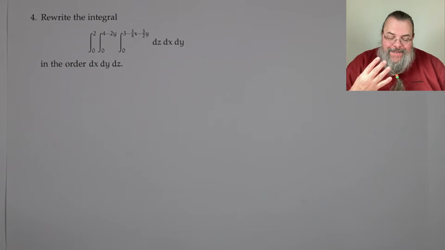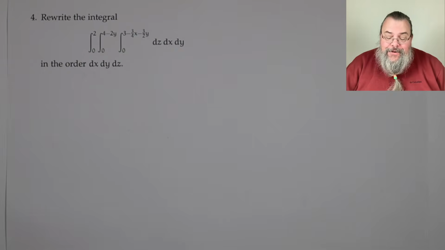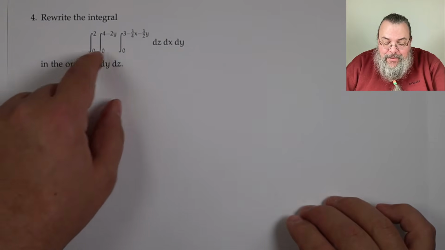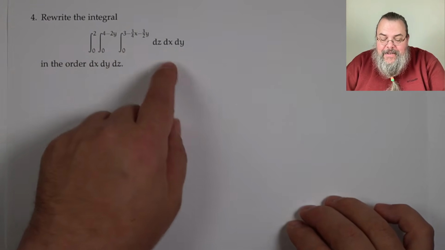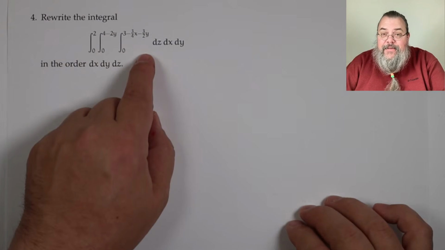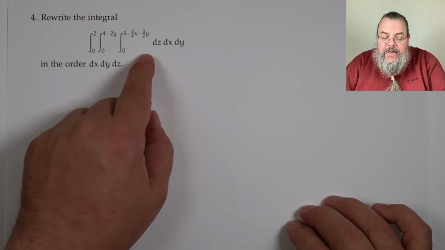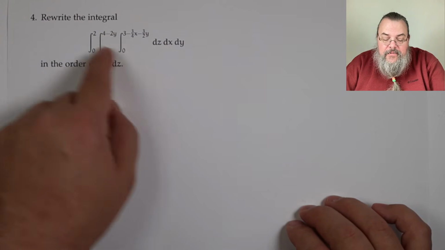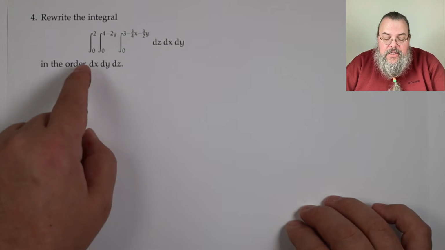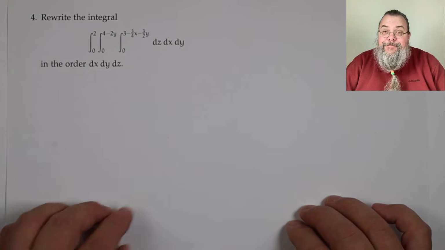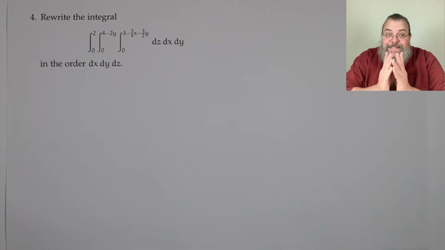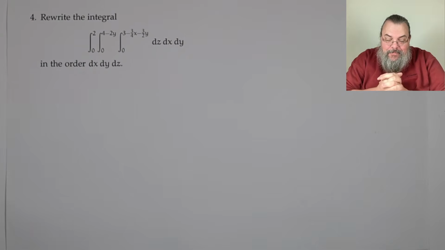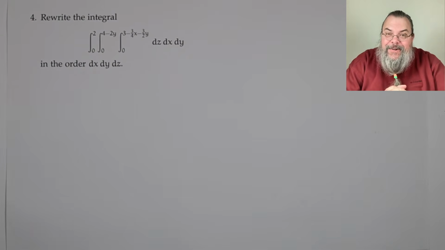Number 4, rewrite the integral. It's a triple integral. And there's no function, which doesn't really matter, because our goal is to rewrite, not to actually integrate. dz, dx, dy, and there's various bounds. We're changing it to the order dx, dy, dz. Okay, this is going to be a minute, right?